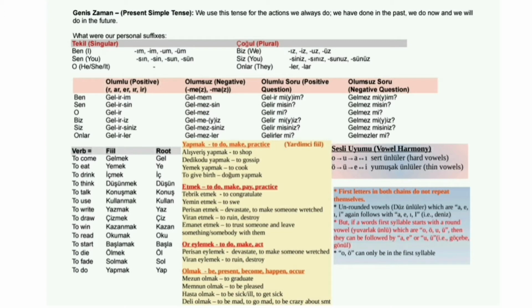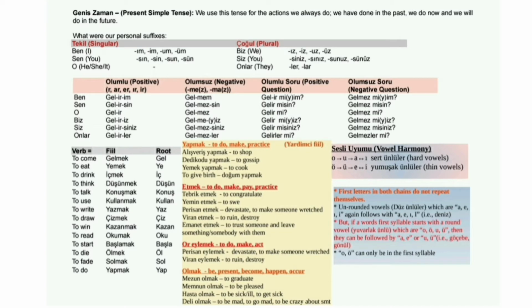So, let's start with our verb to come, which is gelmek in Turkish. Let's remove mak, which is making it a verb. We are left with our root, gel. So, we can use this now to change according to the tense, adding our personal suffixes. So what was the rule? Verb root plus tense plus personal suffix.